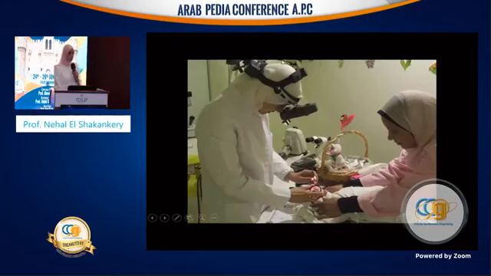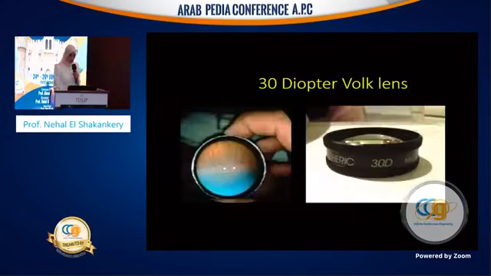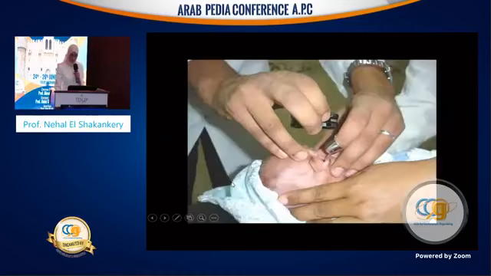We use actually the indirect ophthalmoscope, which is a cheap instrument. This is just for 30,000 pounds. And we use, there are many lenses, but the ideal lens to be present in NICUs should be the 30 diopter Volk lens, which actually gives a good visualization of the vascular and avascular retina.